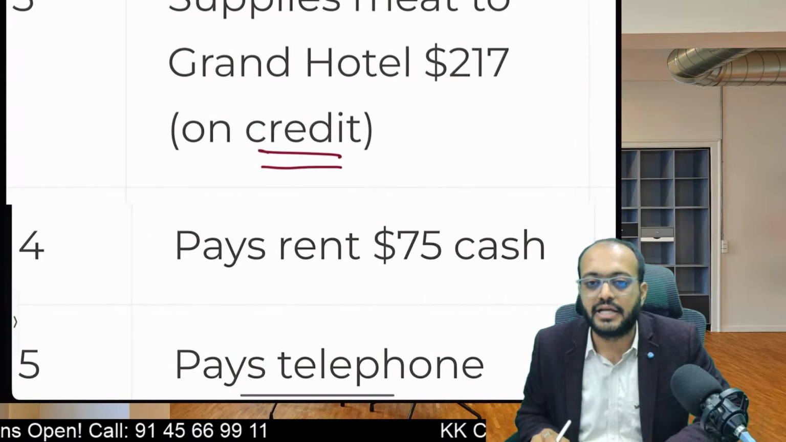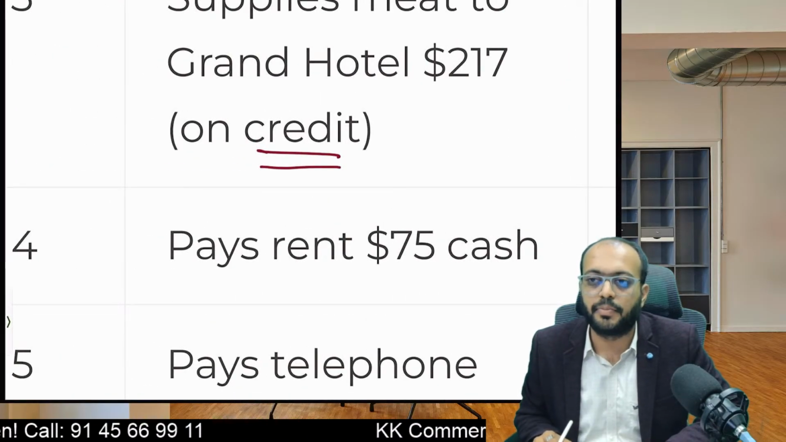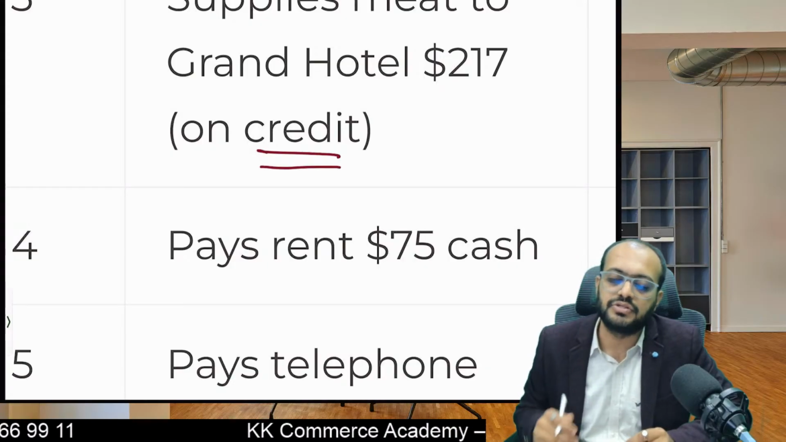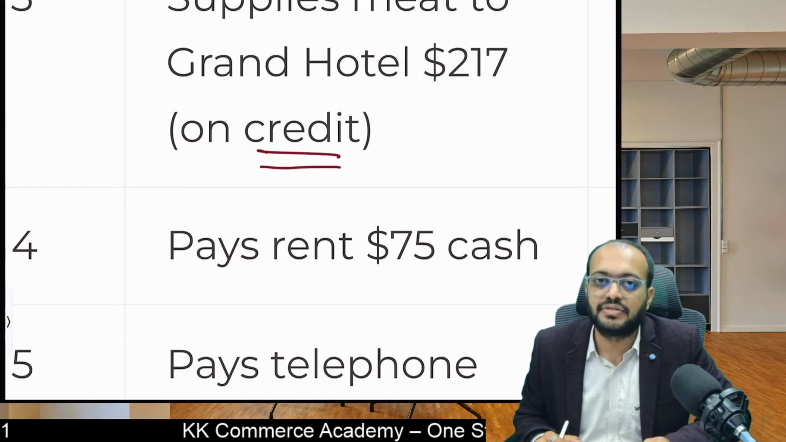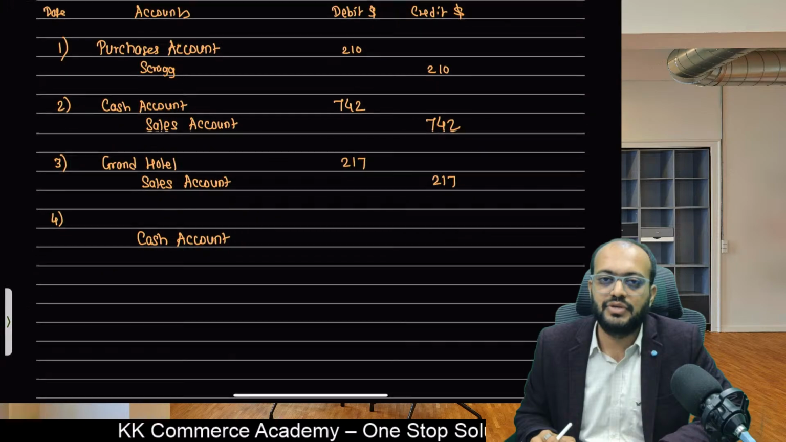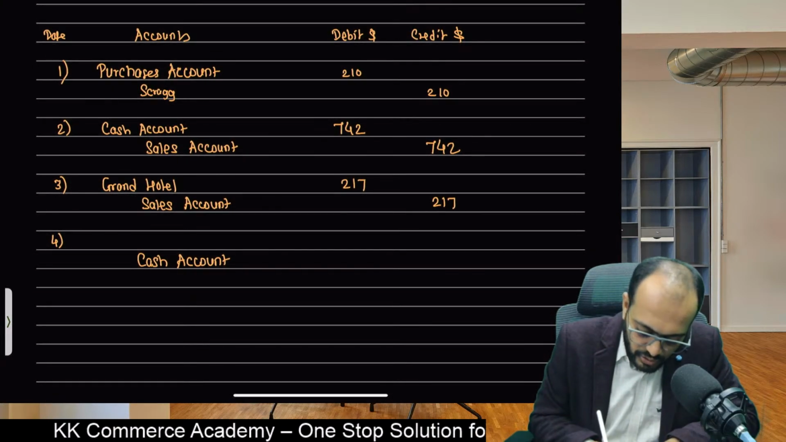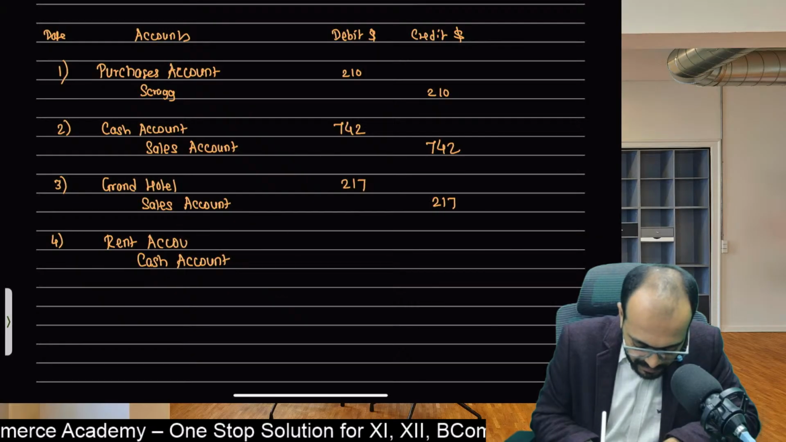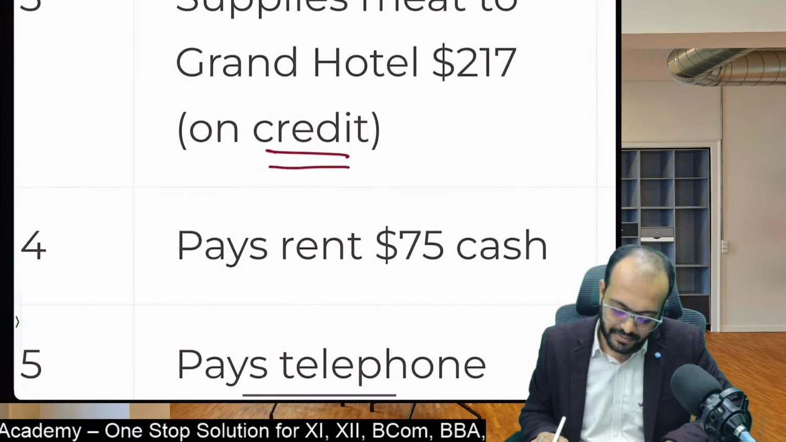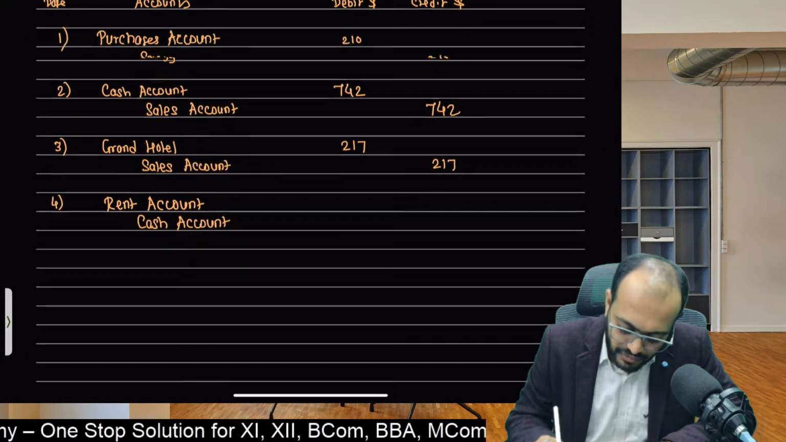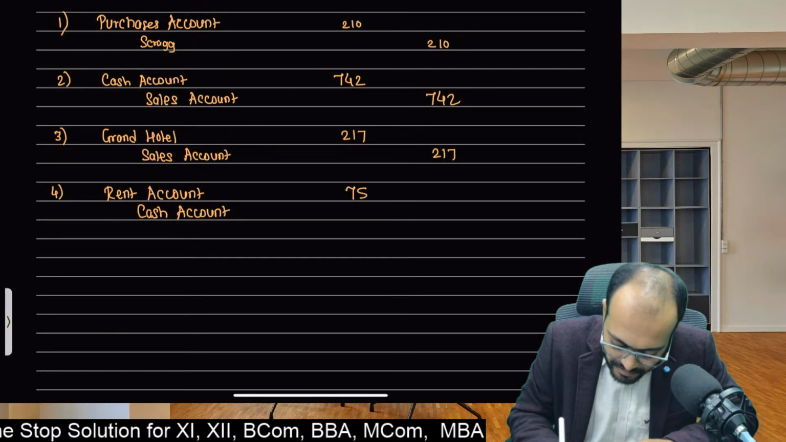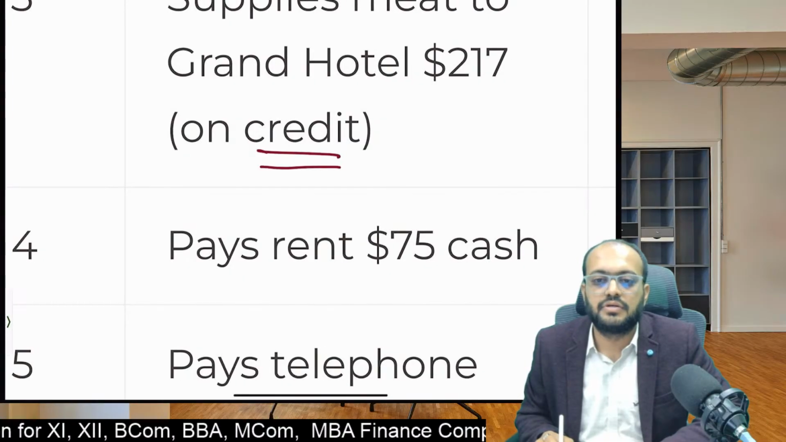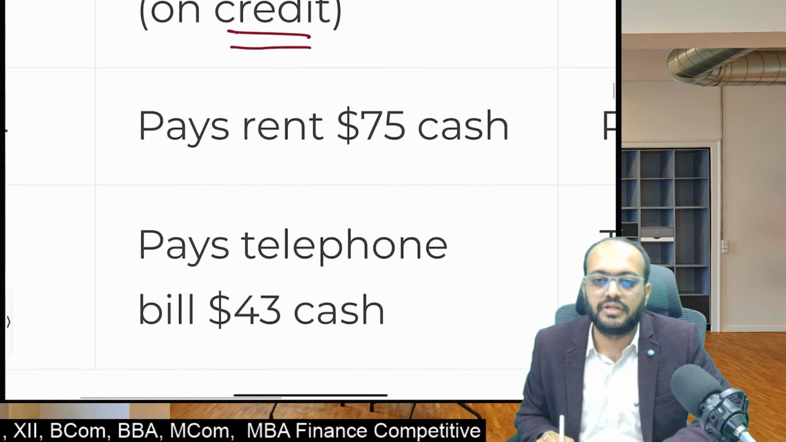And why did we pay the cash? Because of rent. We are a tenant and we are using the property, so of course we have to pay rent. Rent is an expense, and since expenses increase, the rent account should be debited with the amount of $75. Next, pays telephone bill $43 cash.